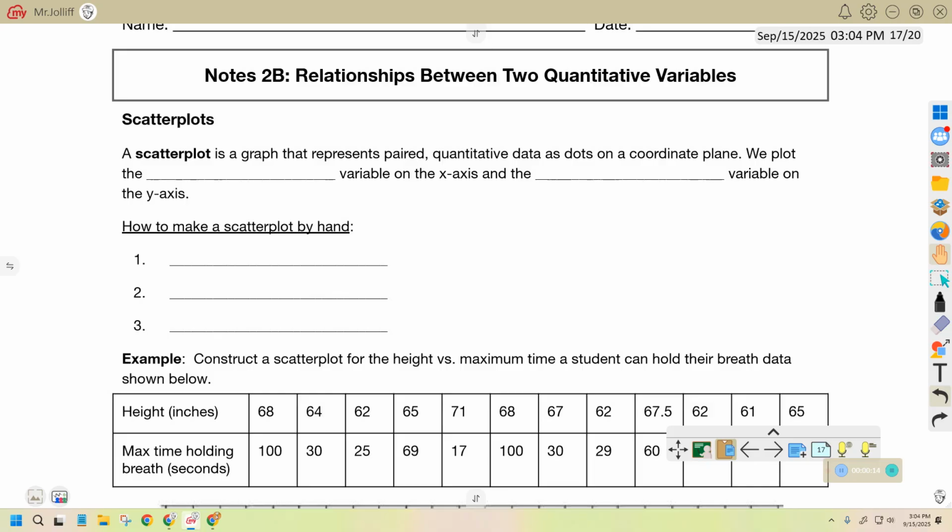So today we are talking all about scatter plots, how to draw them both by hand and with a calculator, how to describe the properties of a scatter plot, how to quantify those properties. And we're going to talk more about that tomorrow, and we'll do an activity to get some practice with it.